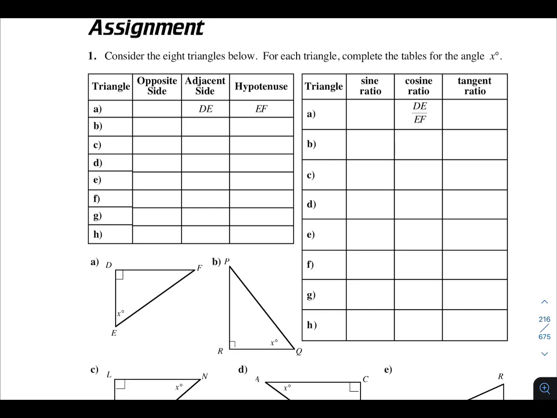Let's do this assignment. For the first one, you need to complete the table based on the angle x. In the first table, you need to find the opposite side, adjacent side, and the hypotenuse. In the second one, you need to find the sine, cosine, and the tangent.